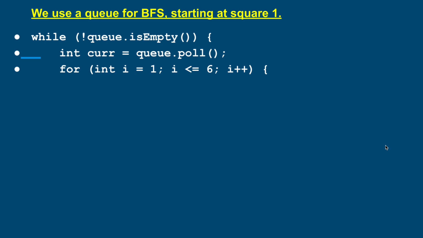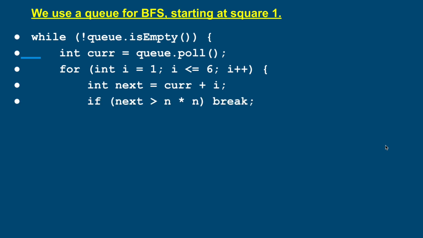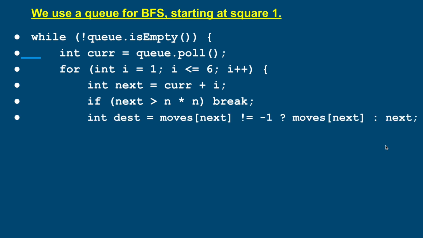So dice possibility can be 1 to 6. So we'll do that. You will get the next board. Next board, how we will get: current plus i, and then we'll check if next is not greater than n into n, meaning we have not reached the last one, right? Last n is 36. If we have not reached square number 36. If it is greater than that, we will break. We will not move further, because we'll go out of the Ludo board.